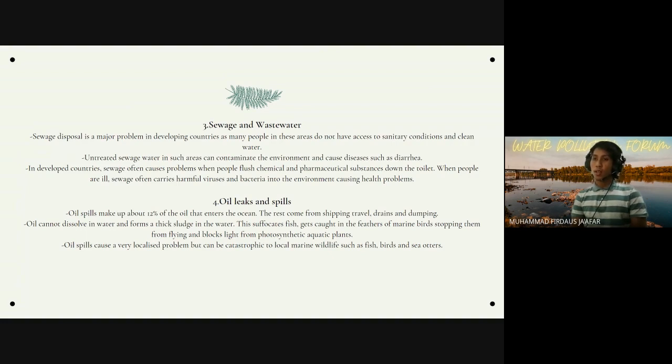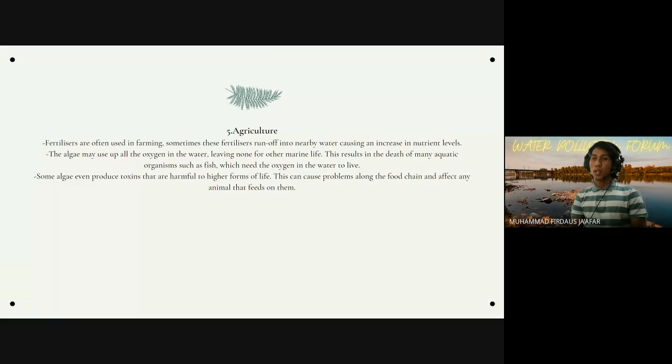The next current issue is oil leaks and spills. Oil spills make up about 12% of the oil that enters the ocean. The rest comes from shipping, travel, drains, and dumping. Oils cannot dissolve in water and form a thick sludge in the water. These suffocate fish, get caught in the feathers of marine birds, stopping them from flying, and block light from photosynthetic aquatic plants. So the last current issue is agriculture.